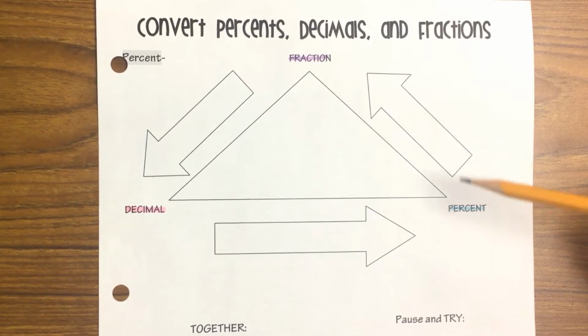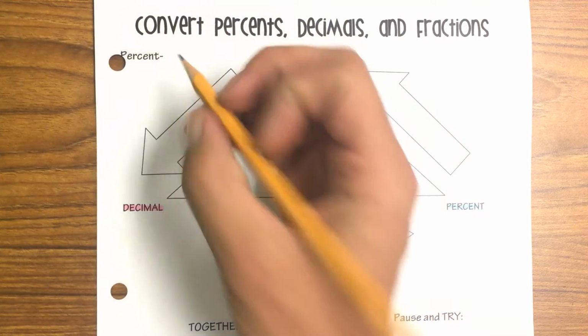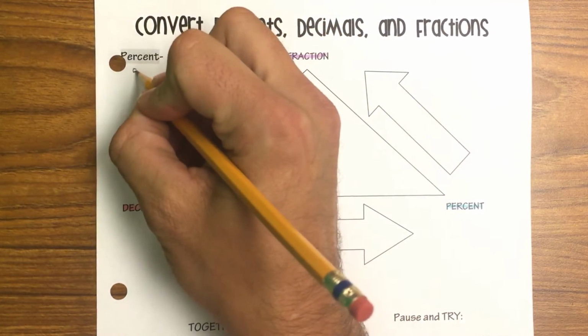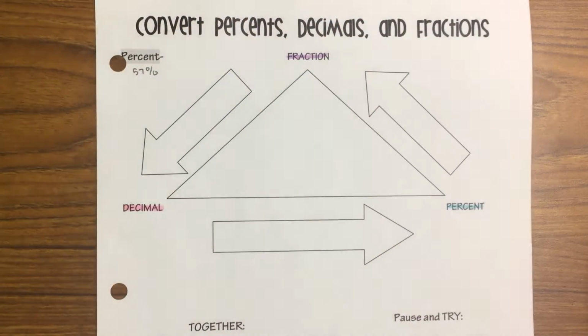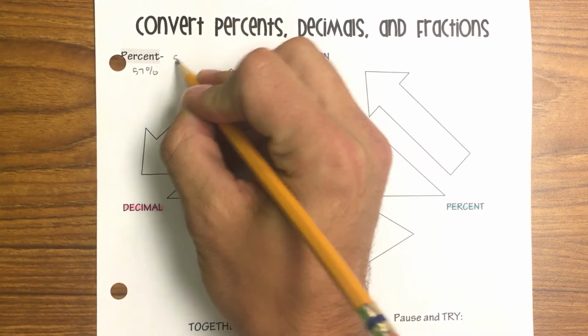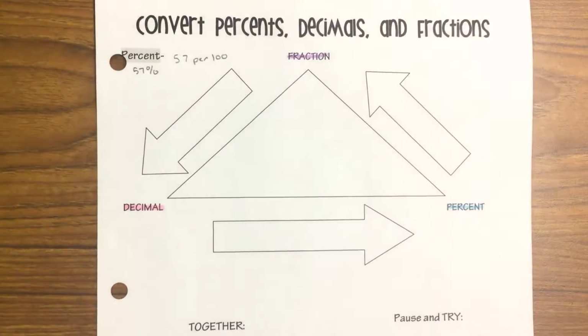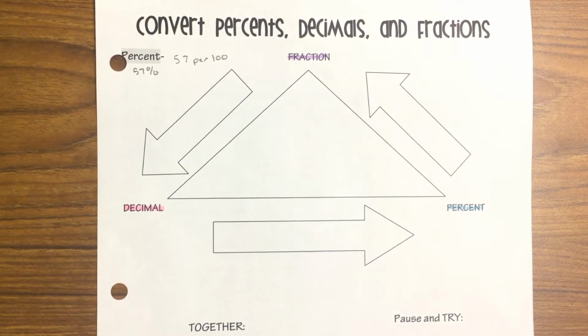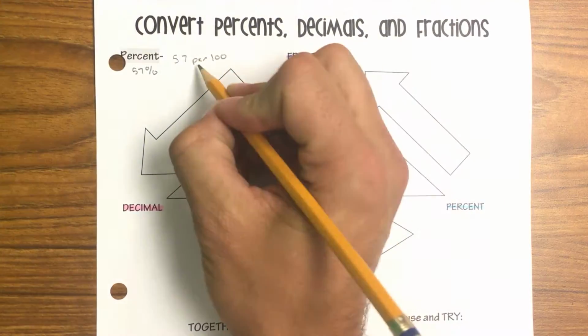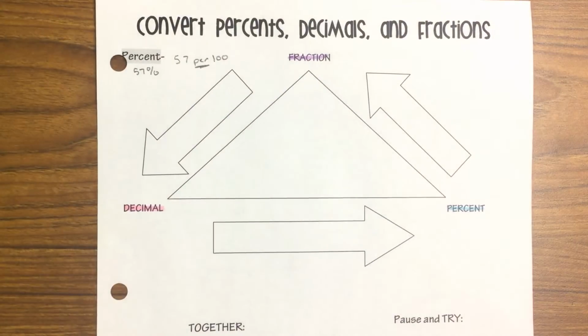But from your vocabulary list, remember that percent, if I were to say something like 57%, that means 57 per 100. That's actually a ratio. That's saying that we have 57 out of every 100, and that per is our fraction bar.